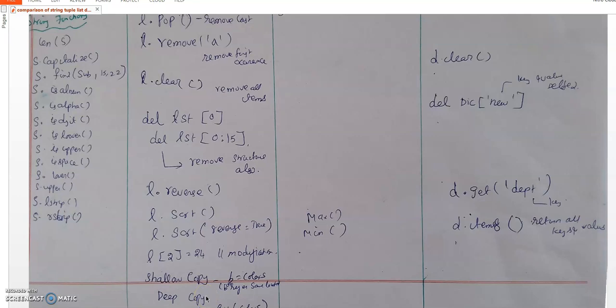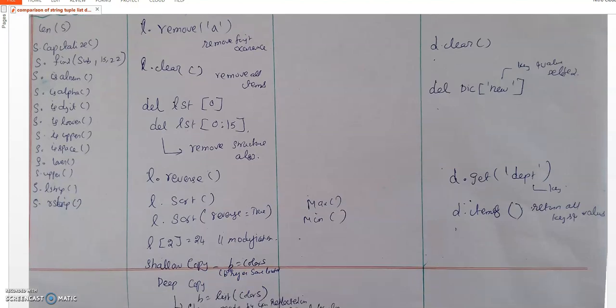Deep copy means we are creating a Xerox. It is only a Xerox. Deep copy means we are maintaining two copies. One copy is given to the hand of the children and another copy is maintained by the staff. Whatever changes are made by the children in their copy won't be reflected in the teacher's copy. So in this way we are creating the deep copy.